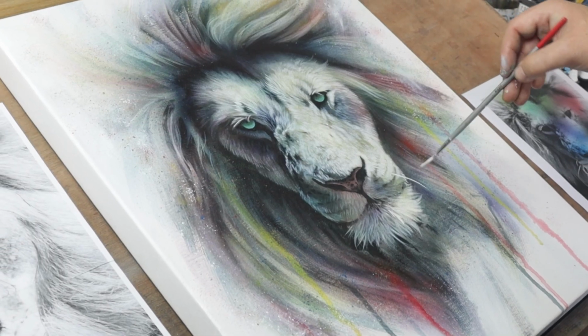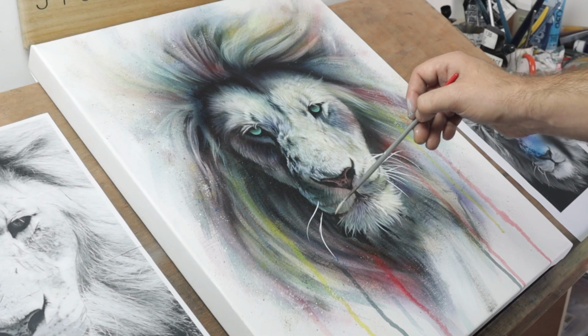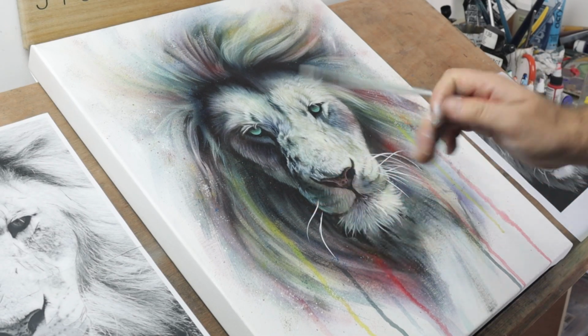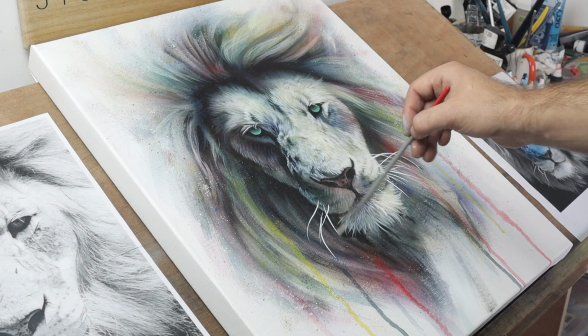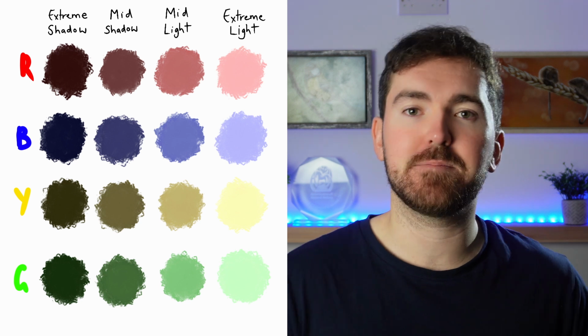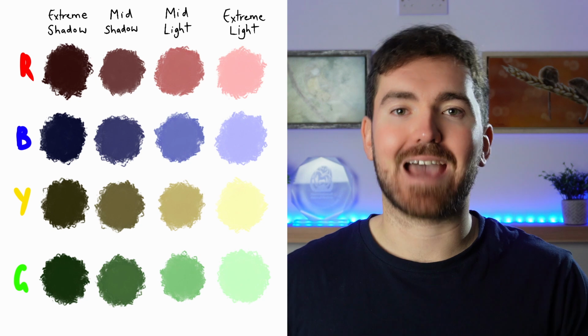With my lion painting, I've done this by splitting each of the hues that I've got, so those reds, those blues, those yellows, those greens, and creating 4 values for each. An extreme dark, a mid-dark, a mid-light, and an extreme light. I like to split my subject into those 4 basic blocks right at the start of the painting process.